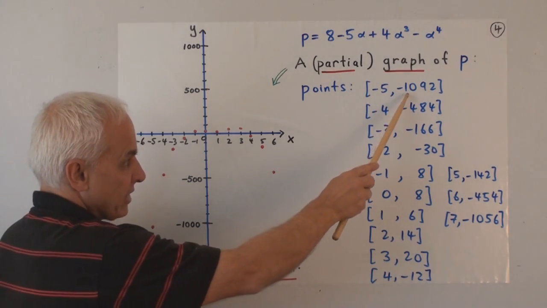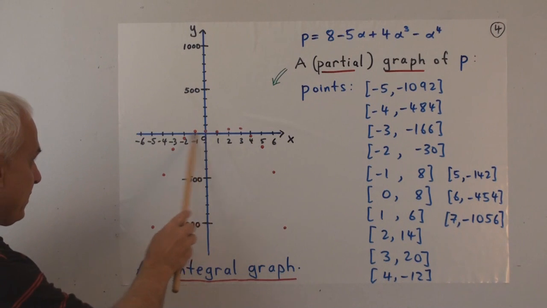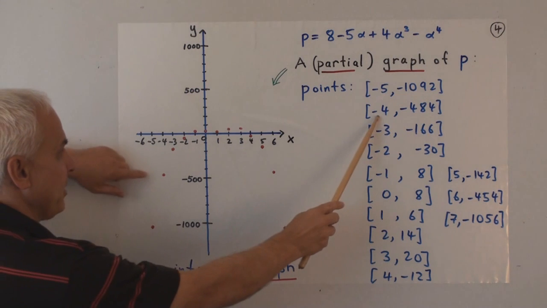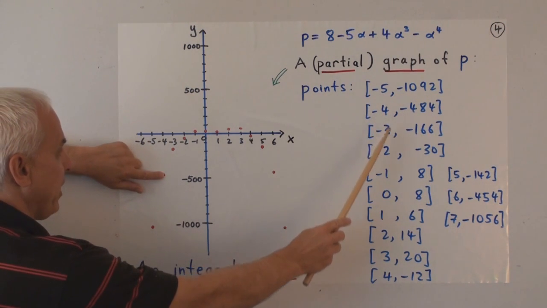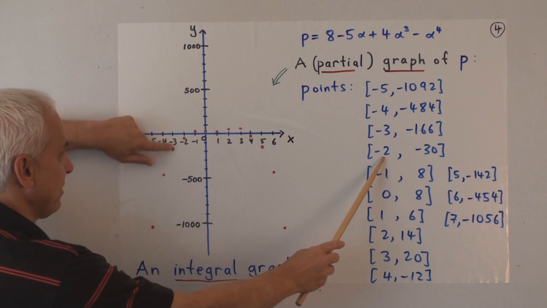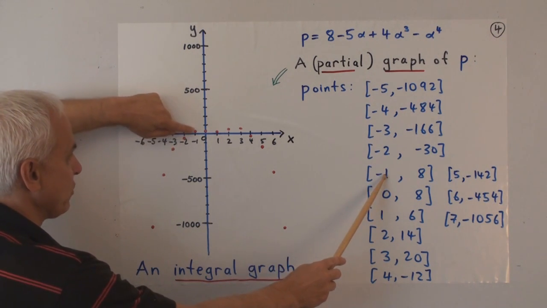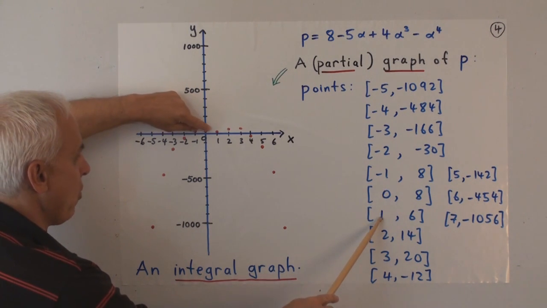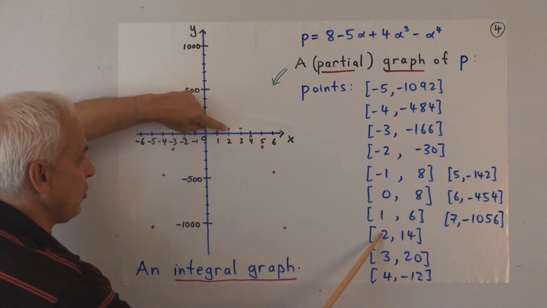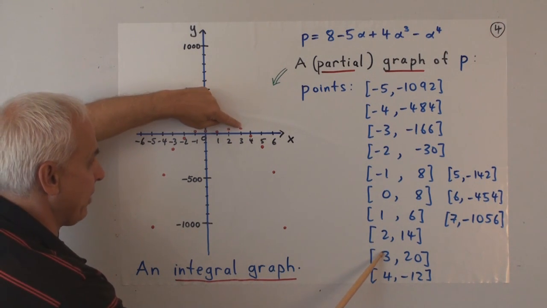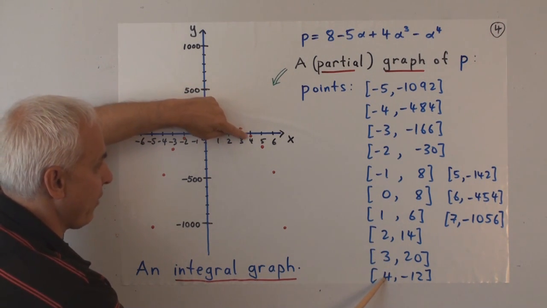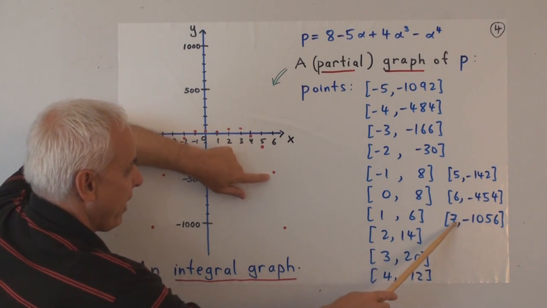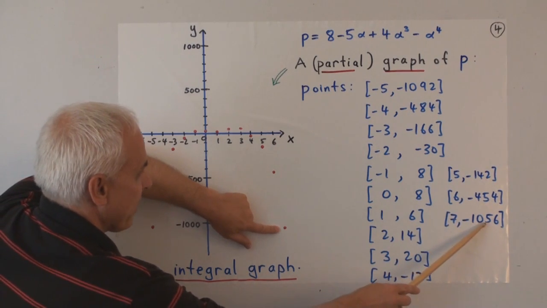Minus 5, minus 1,092. So minus 5 and then minus 1,092 is about there. And then this point, minus 4, minus 484, about there. Minus 3, minus 166, minus 2, minus 30, minus 1, 8, 0, 8. Actually that has the same y value. 1, 6, going down just a little bit. 2, 14, up a little bit. 3, 20, up a little bit more. Then down, 4, minus 12. 5, minus 142. 6, minus 454. And 7, minus 1,056.